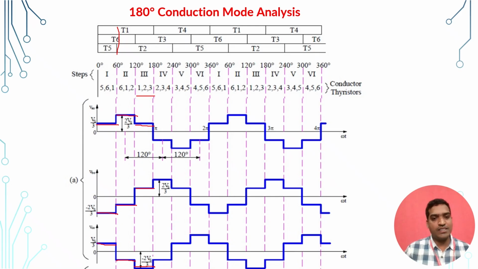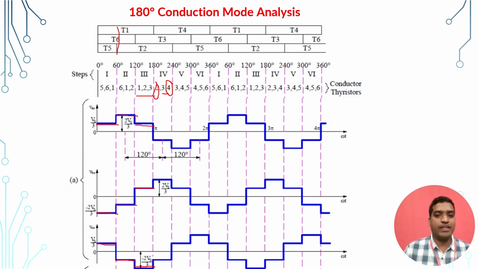Next one is similarly for 180 degree to 240 degree operation. There three switches are turned on. In this, switch 2 and switch 4 are the negative group thyristors, and switch 3 is the positive group thyristor. So here the conducting switches are 2, 3 and 4.